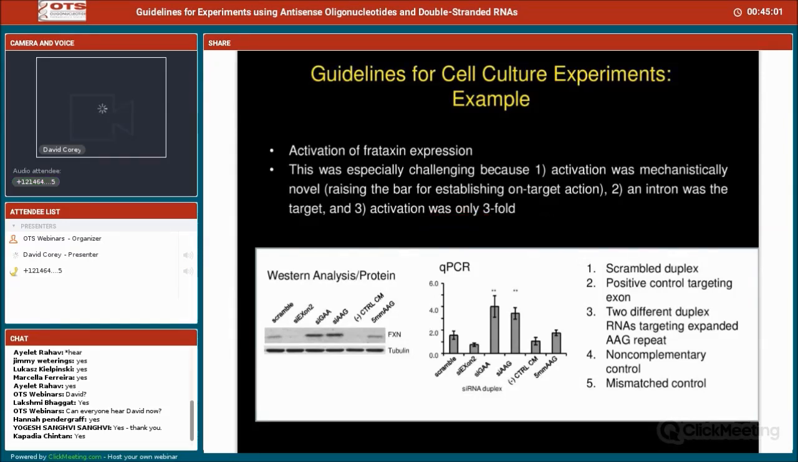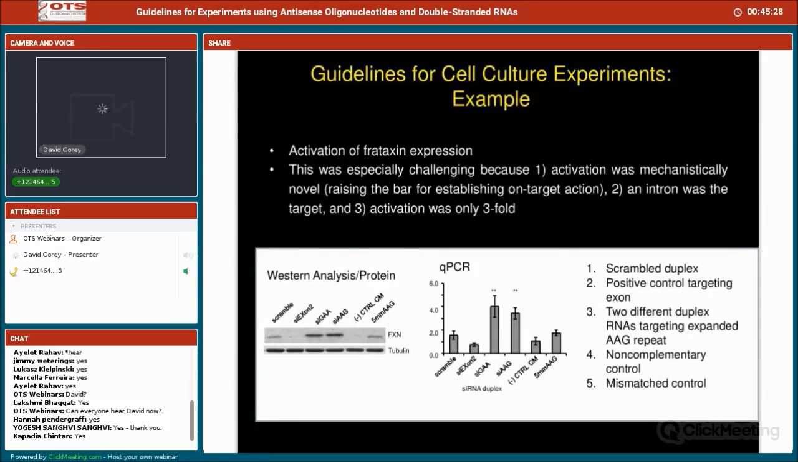This last one is something I think for you all to consider. If you're seeing a 5, 10, 20, 50-fold difference in gene expression when you use a synthetic oligonucleotide, it can be much easier to tell the difference between an off-target effect and an on-target effect. In this case, we were dealing with something that on a good day might be 4-fold, but on a bad day might be 1.5 or 2-fold.